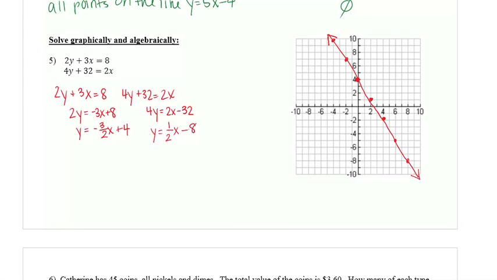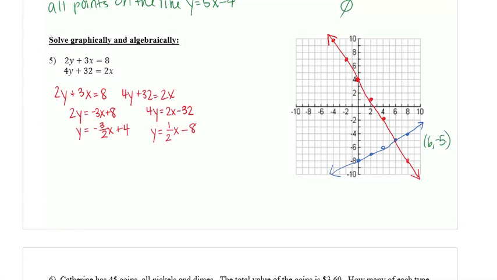My other one has an intercept at negative 8 with a slope of 1/2, so going up 1 over 2. And I do see they intersect. Going to connect my lines. According to my graph, they intersect at 6, negative 5.